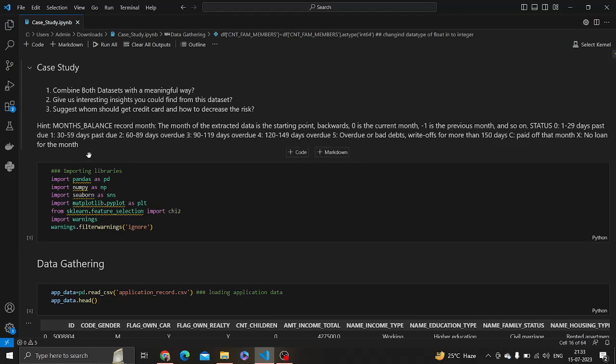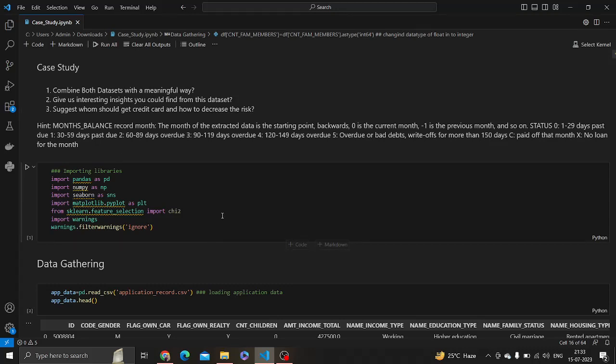So in this data set, it is related to credit cards. Who can get a credit card, and on what basis? We have to find that out and make the case simpler, to give a better business solution to the company. That was the problem statement.